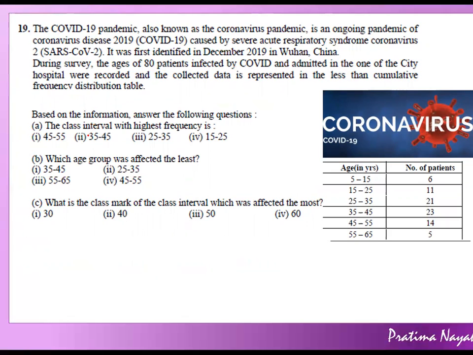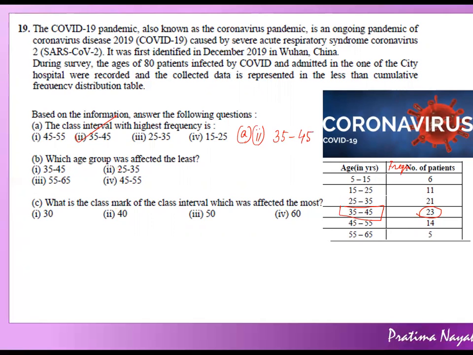So part 1, the class interval with highest frequency. You have to find where the frequency is. This is your frequency, highest frequency, 23. So what is the age group? It is 35 to 45. So this is the answer for part A. A is equal to second, that will be 35 to 45.